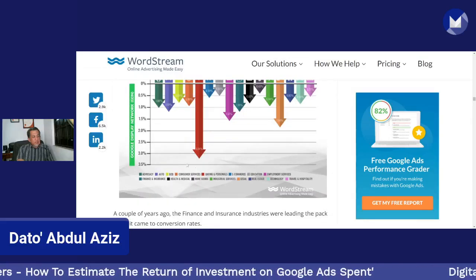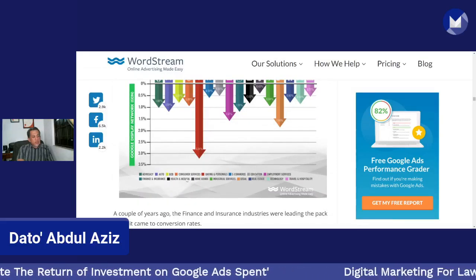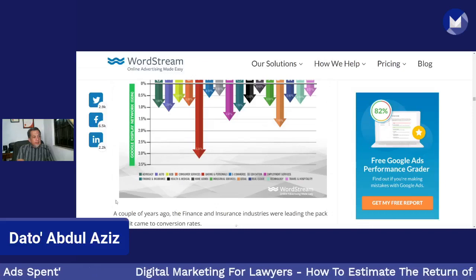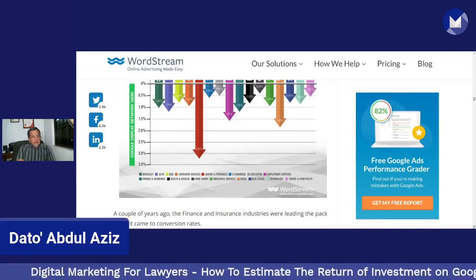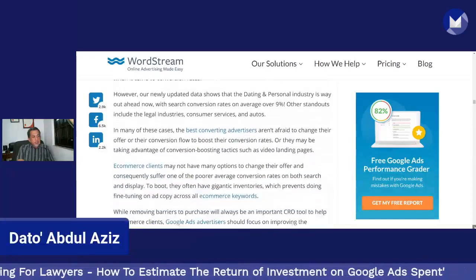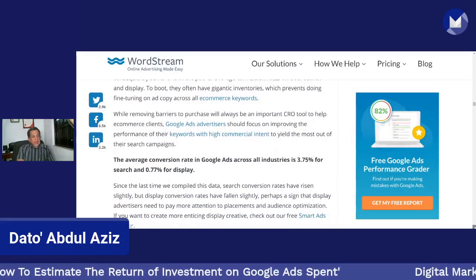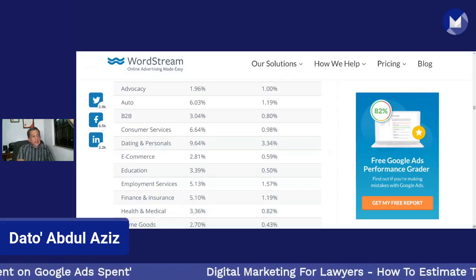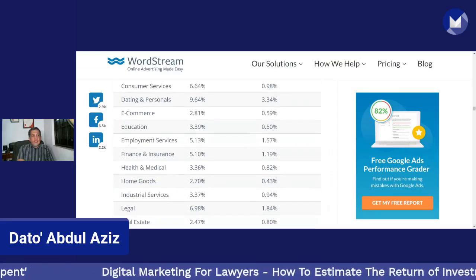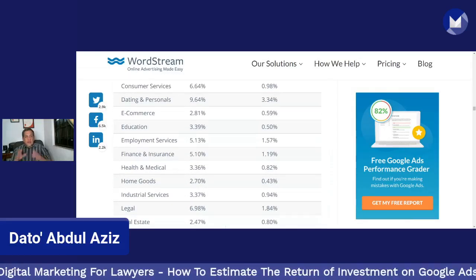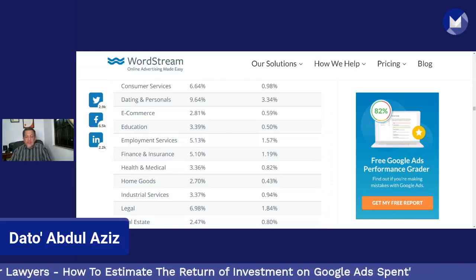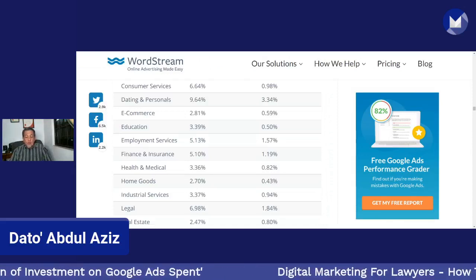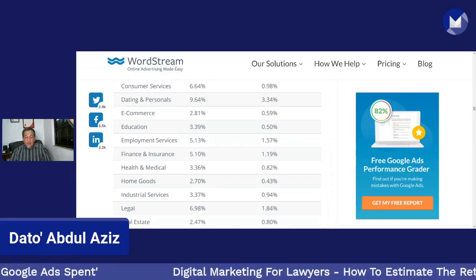If you look down here, we have advocacy, auto, B2B, consumer services, dating, e-commerce, and I think there's legal here also. If you browse down the page, they actually provide the breakdown of various industries. So let's see, for the legal industry in the US, the conversion rate for Google is about 7%. So let's say we take 7% conversion rate.